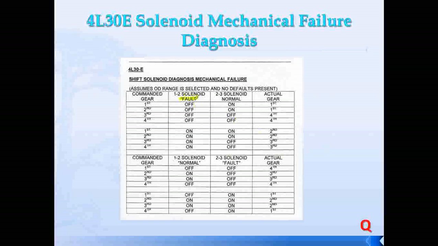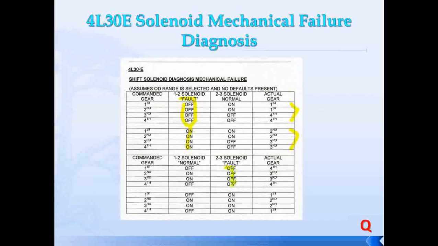4L30E, same process. 1-2 solenoid fault, stuck off, missing second and third gear. Stuck on, we're going to be missing first and fourth gear. 2-3 solenoid stuck off, we're going to be missing second gear and first gear. We stick it into the on position, we're going to be missing third gear and fourth gear.